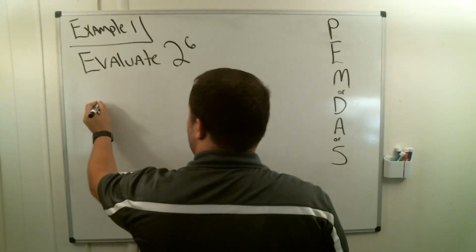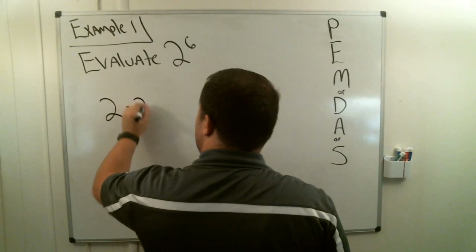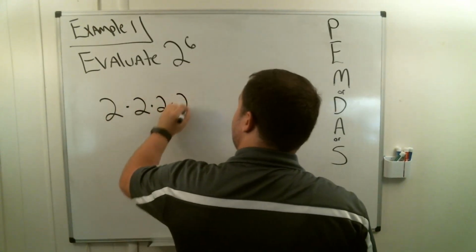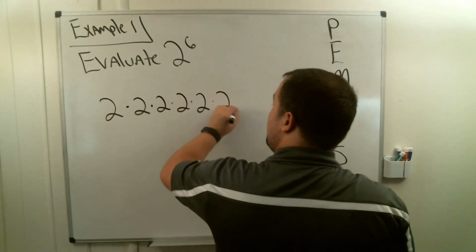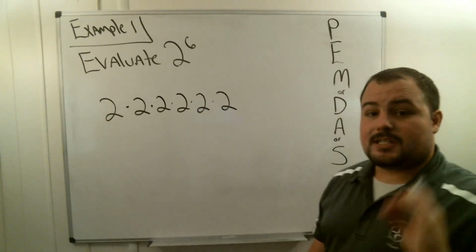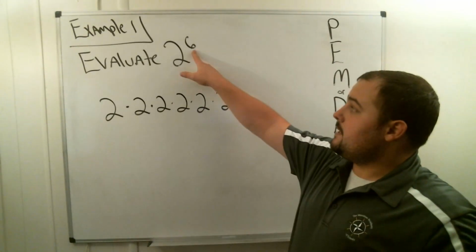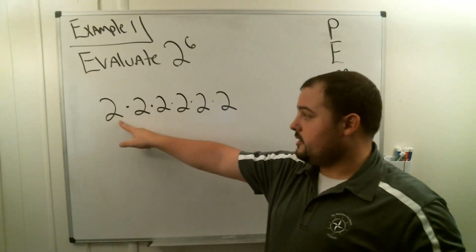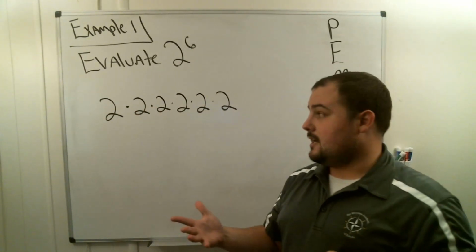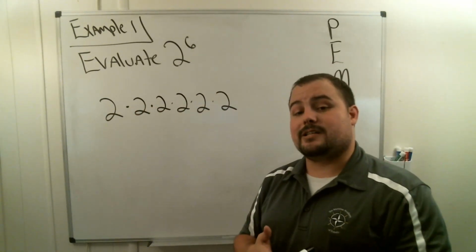So what we're going to do is take that 2 and expand it out. This is called expanded form. I have 6 number 2's here, and that's because this 6 tells me that 2 is multiplied by itself 6 times. So I see that 2 is being multiplied 6 times.